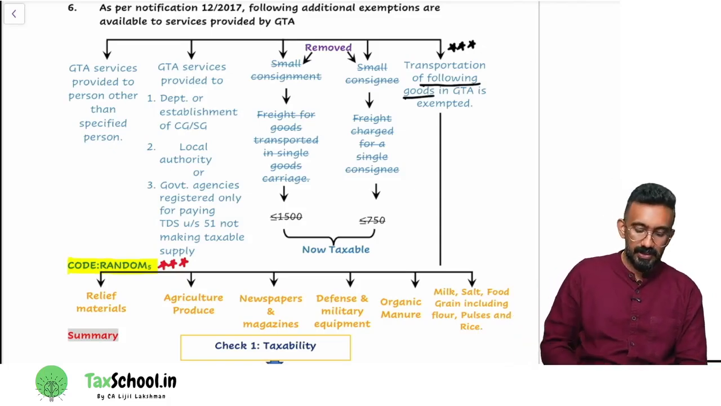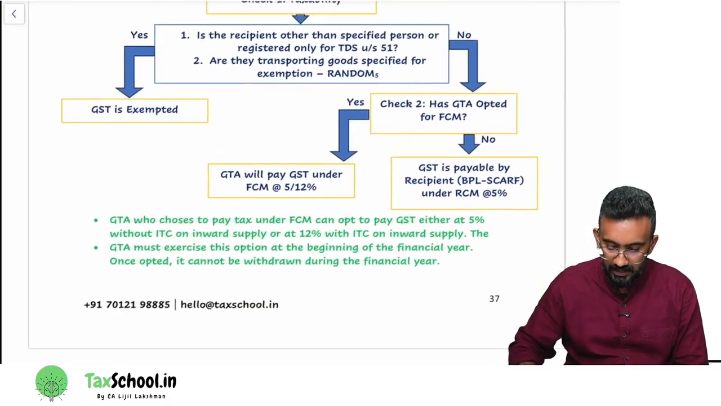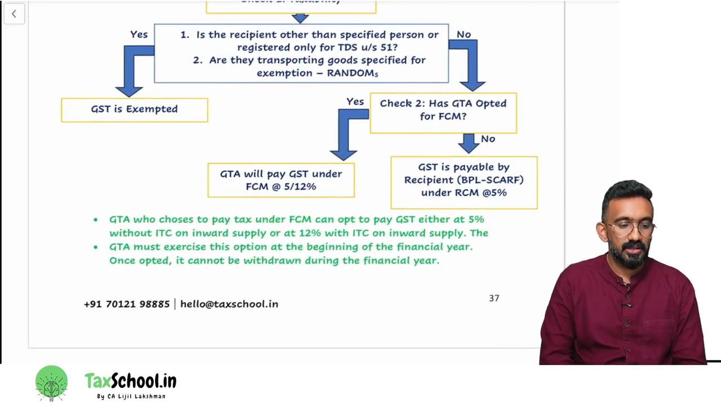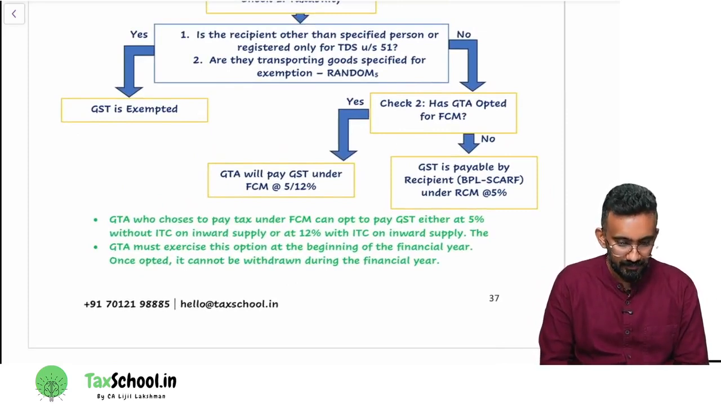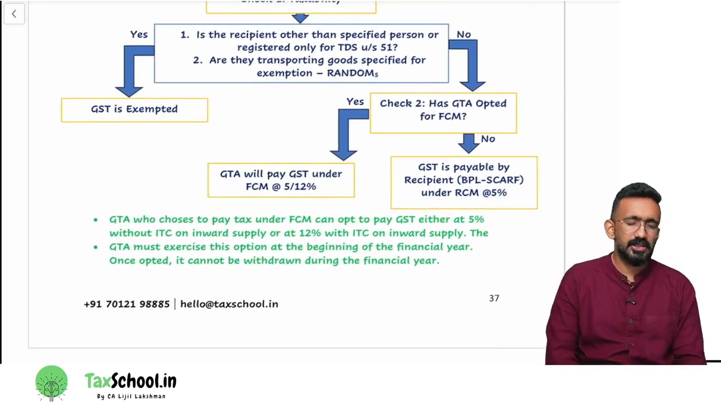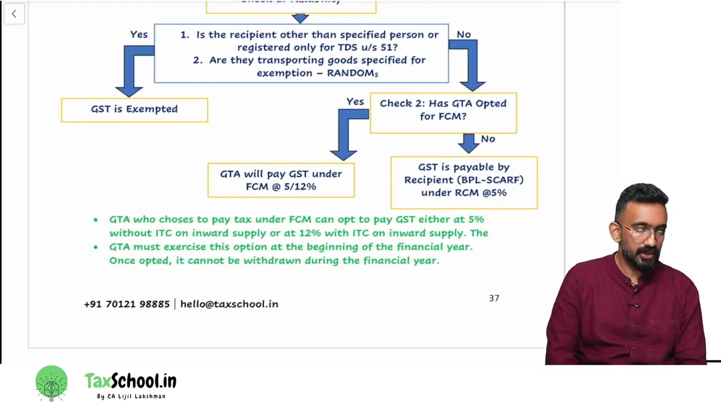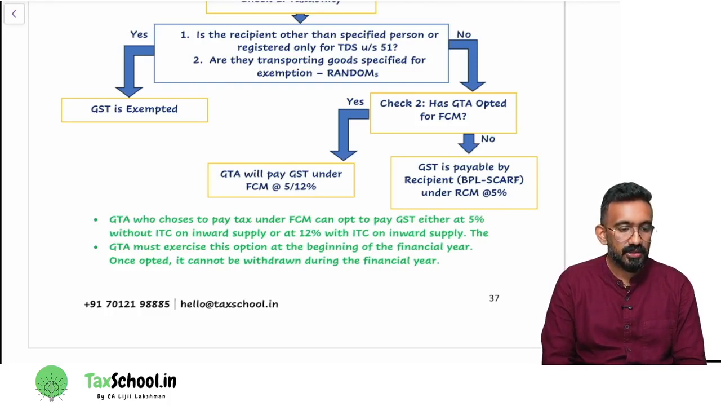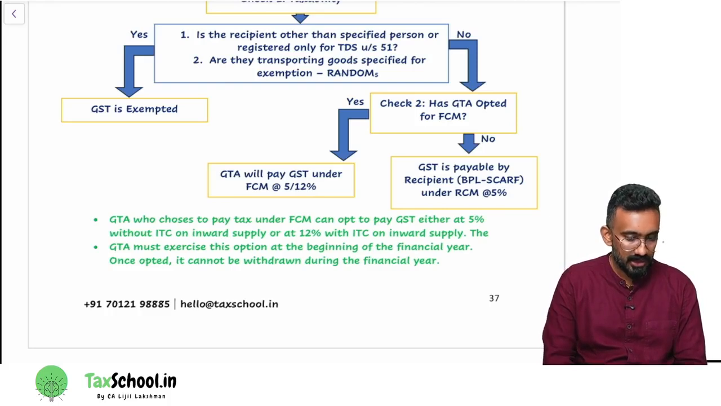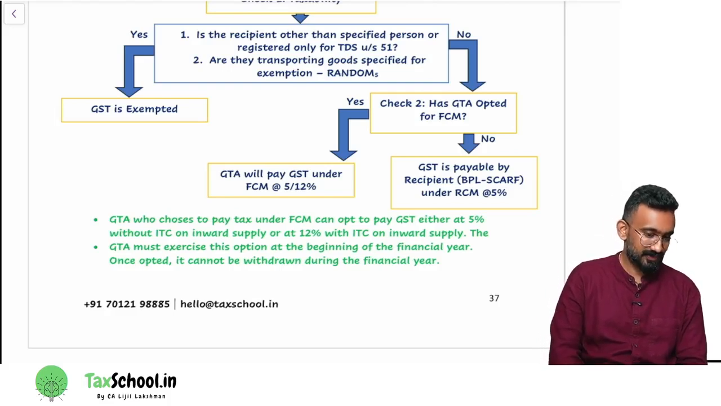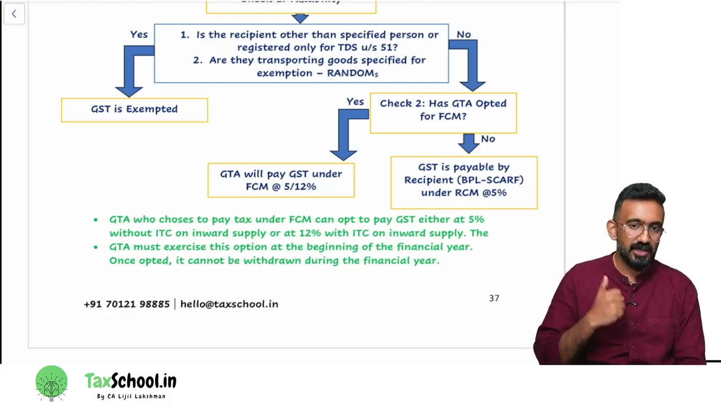Okay, let's recap. What is RANDOM 5? R stands for what? Relief material. A stands for agriculture produce. N stands for newspapers and magazines. D stands for, what does D stand for? Defense and military equipments. Okay, so RAND.